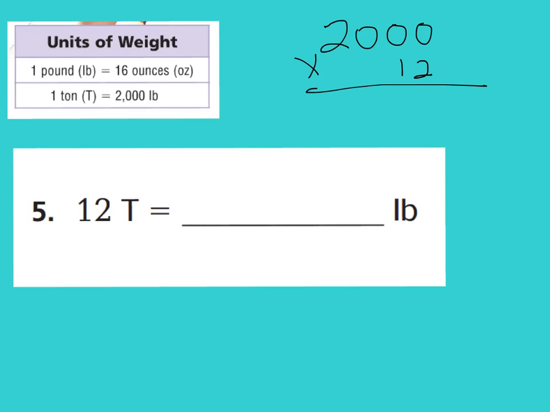All right, and go ahead and write your answer on that line, and let's see if we agree. And for this one, you should have said the value is 24,000 pounds, because 2 times 12 is 24, and you're dealing with thousands, so it's 24,000.